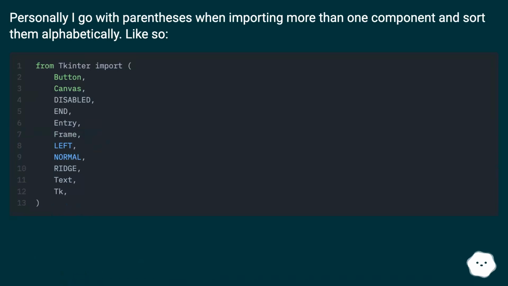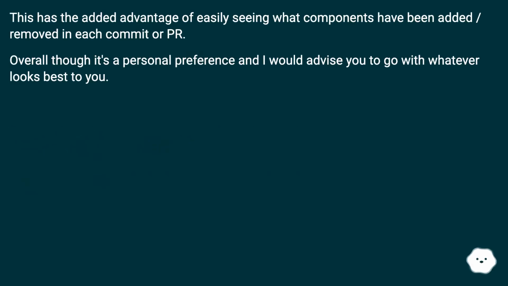Personally, I go with parentheses when importing more than one component and sort them alphabetically, like so. This has the added advantage of easily seeing what components have been added/removed in each commit or PR. Overall, though, it's a personal preference, and I would advise you to go with whatever looks best to you.